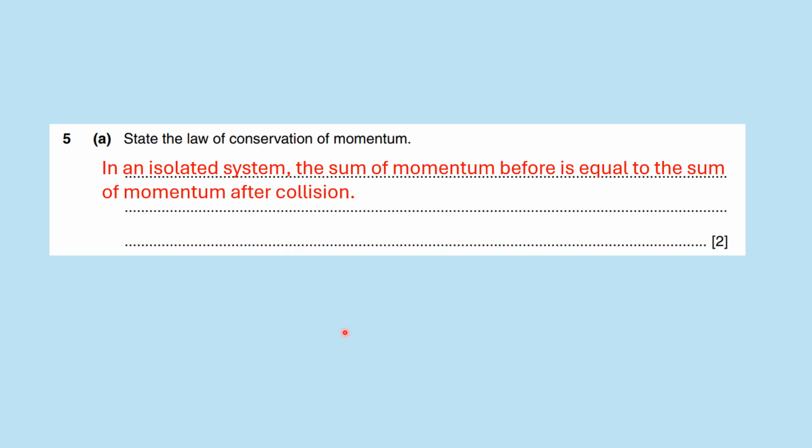So let's begin. Question number 5A asks to state the principle of conservation of momentum. In an isolated system, the sum of momentum before is equal to the sum of momentum after collision. To receive 2 marks for this question, you must include the phrase "in an isolated system" or "free of external forces".